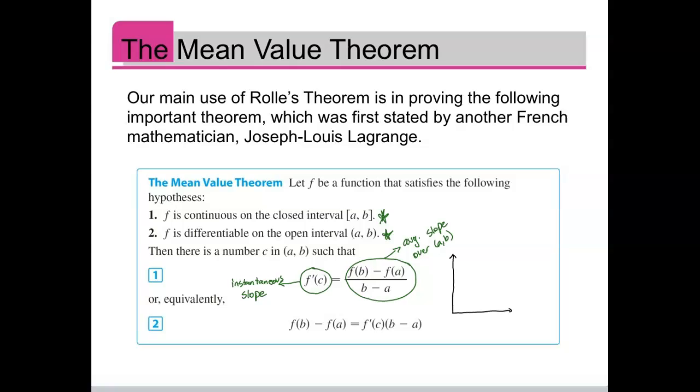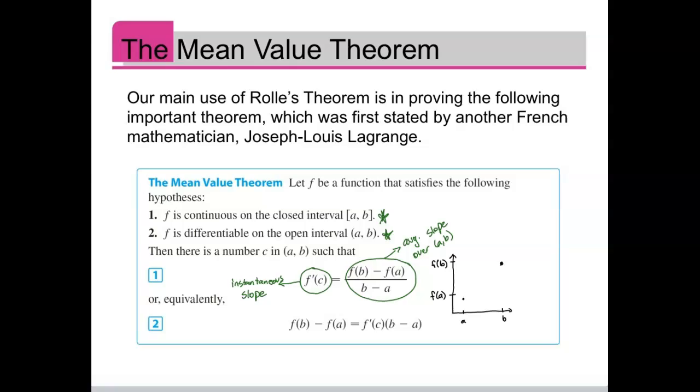So we still need our function continuous. We still need it differentiable. So no jumps or gaps, no sharp corners or cusps. But the only thing we don't need is that a and b don't have to have the same y values. So it could be something like this. All right, and then all I need to do is connect the dots with some smooth curve, any smooth curve.